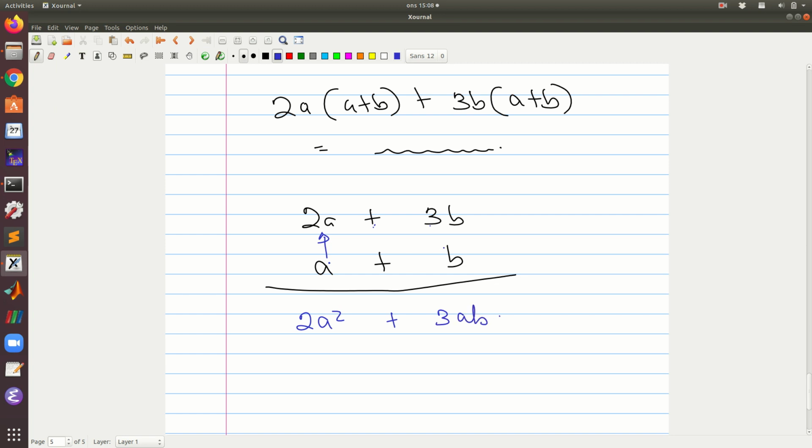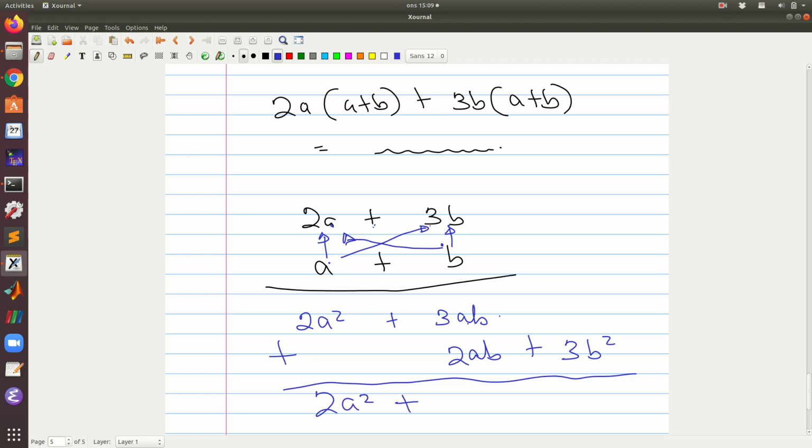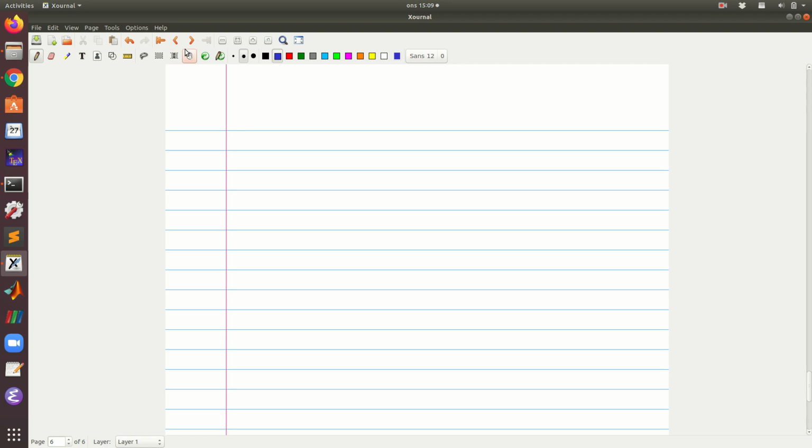Then we come here, b multiplied by that, we have 2ab, and then b multiplied by 3b, you have 3b squared. So the rest is to add. Here we have 2a squared, then this is 5ab, and then this is 3b squared. So you can please follow the notes, and if there is any problem or anything you don't understand, you can always put it in the comment section.